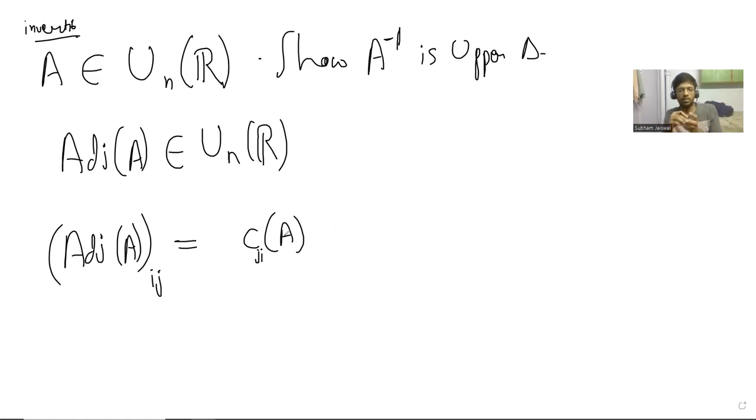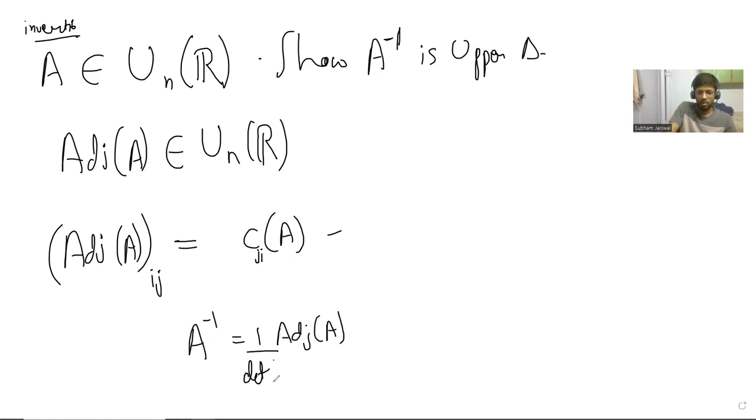And now we have proved that if I is bigger than j, then it is zero. Which means that if I is lesser than j, then it is zero, and so it means that it is upper triangular. Then we know that A inverse is nothing but more or less the adjugate of A divided by the determinant of A. The determinant of A is just a number, and adjugate of A is your upper triangular matrix. Multiplying an upper triangular matrix with a scalar is again an upper triangular matrix for sure. So A inverse is also upper triangular.